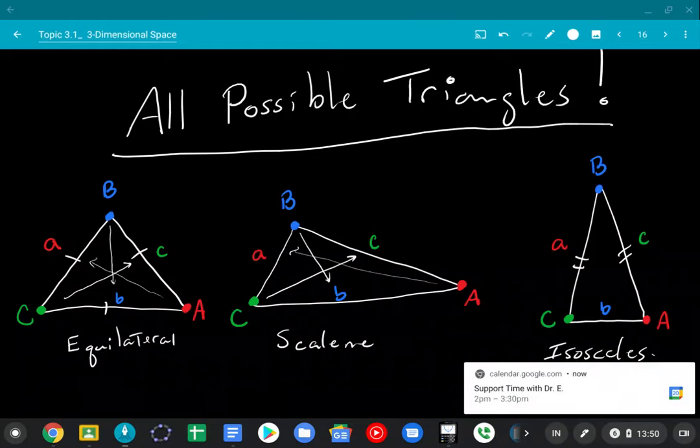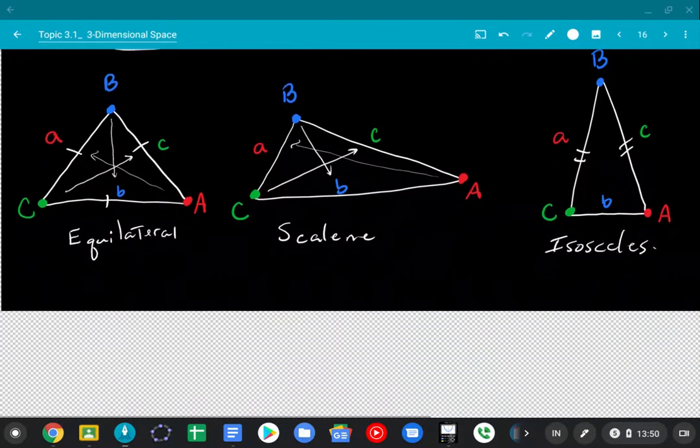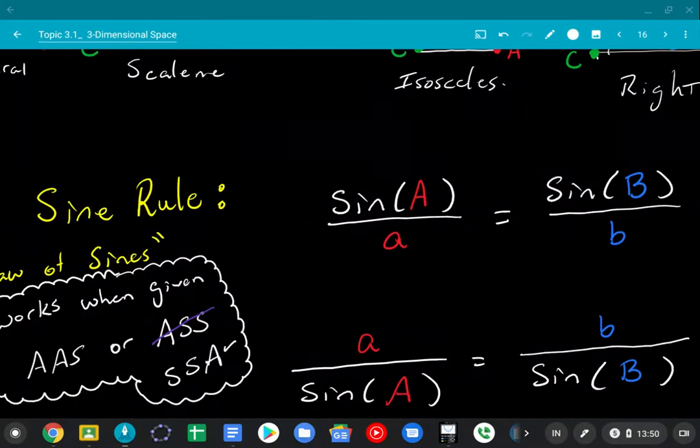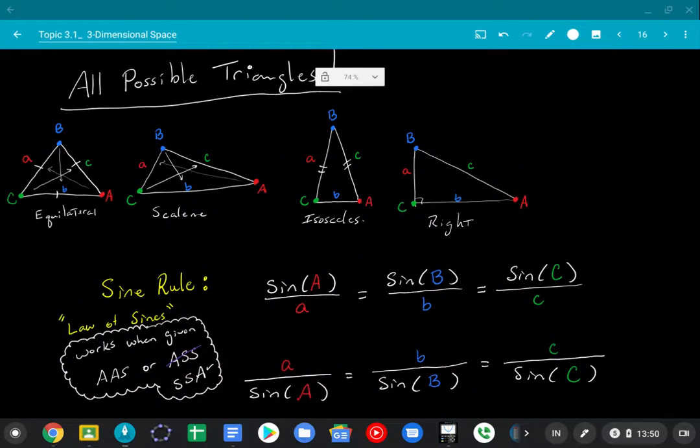Given this information, we can utilize the law of sines. And law of sines simply states that the ratio of sine A over the side A has to be the same ratio as sine B over the side B, which has to be the same ratio of sine angle C over the length of side C. So all these ratios have to be true no matter what triangle you're dealing with.